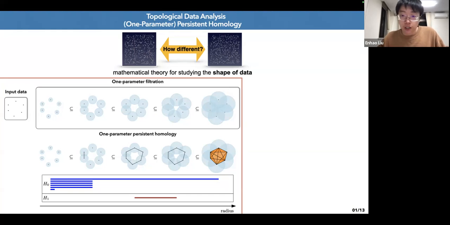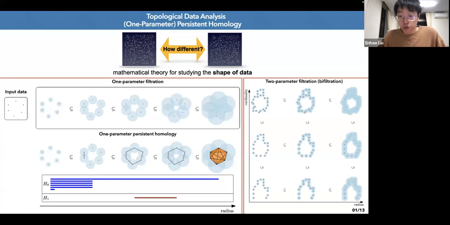I think everyone is very familiar with this one-parameter persistence. And later I will formalize persistent homology and persistent modules again by using the language of representation theory.